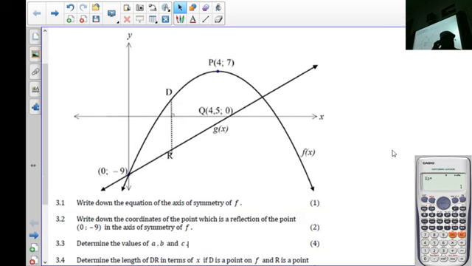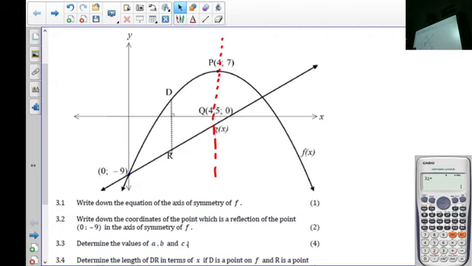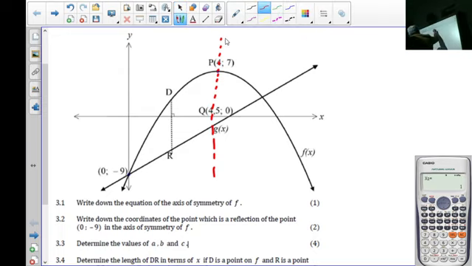Okay, so with question 3.1, the question says write down the equation of the axis of symmetry of f. So for the equation of the axis of symmetry, of course, it's going to be the line that's going through the turning point in the diagram, which is that line. So the axis of symmetry, the turning point, which is the x value, is 4. So the equation of the axis of symmetry is x is equal to 4.